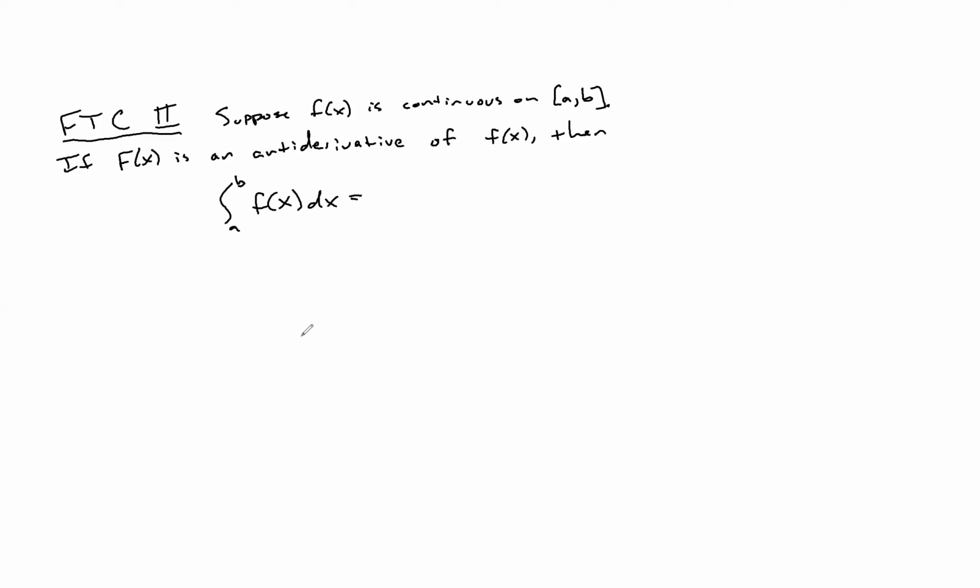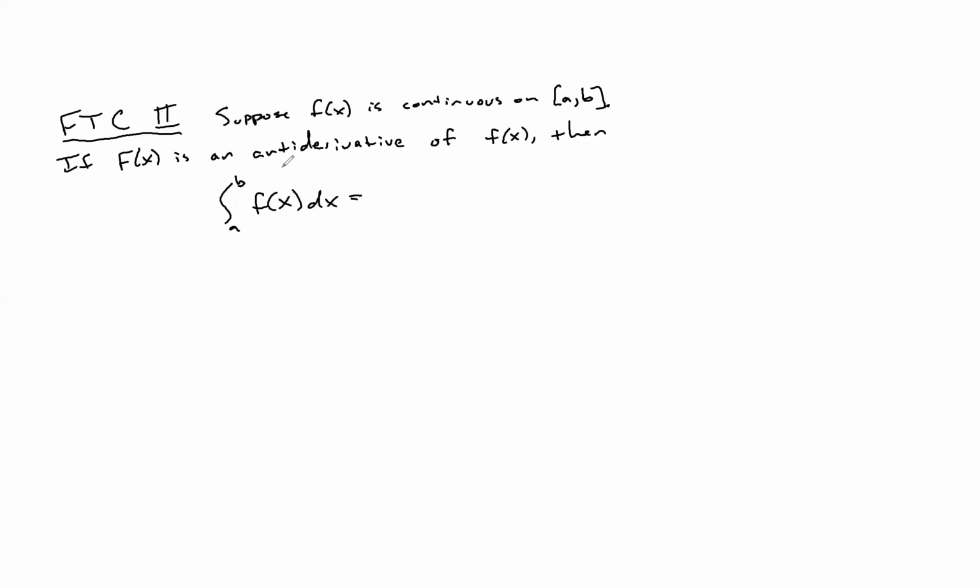Suppose we have a function that's continuous from a to b, and capital F, be careful with the notation here, I have a lowercase f and a capital F. Capital F is some antiderivative of this lowercase f. And I want to do the definite integral of lowercase f from a to b.